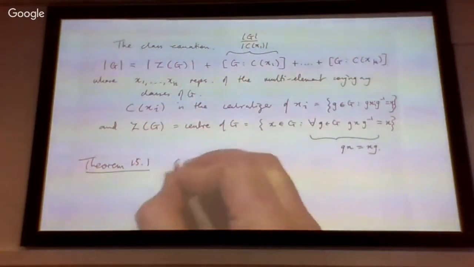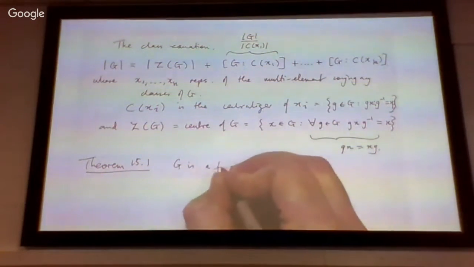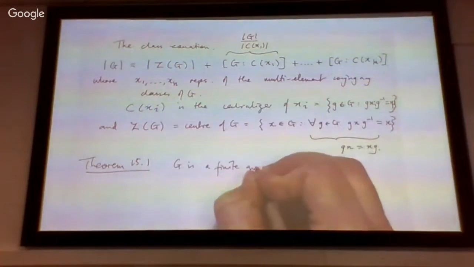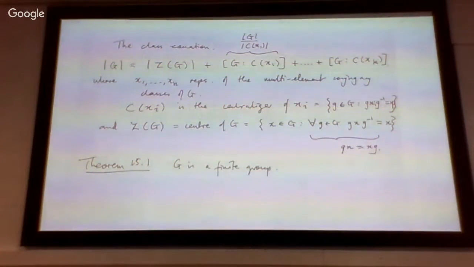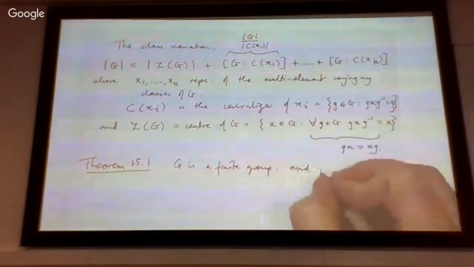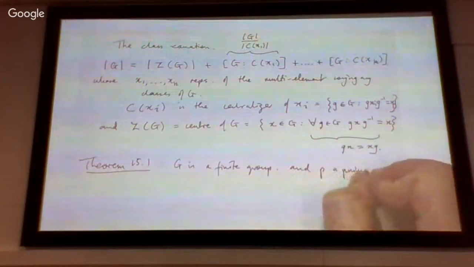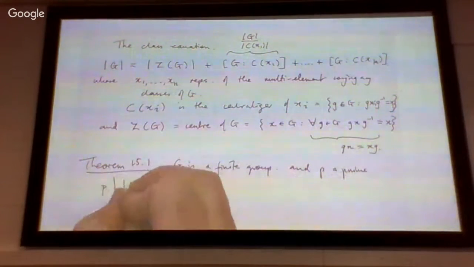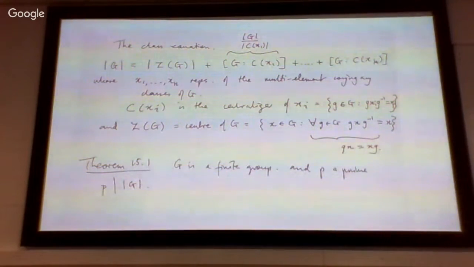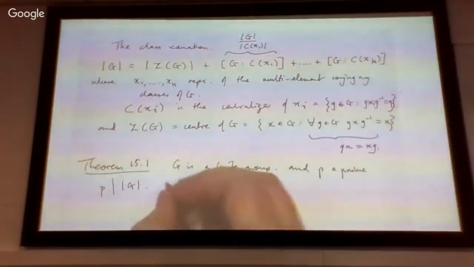So G is a finite group, so we can think of the class equation for G. And p is a prime number such that p divides the order of G. And the conclusion is G has a subgroup of order p.